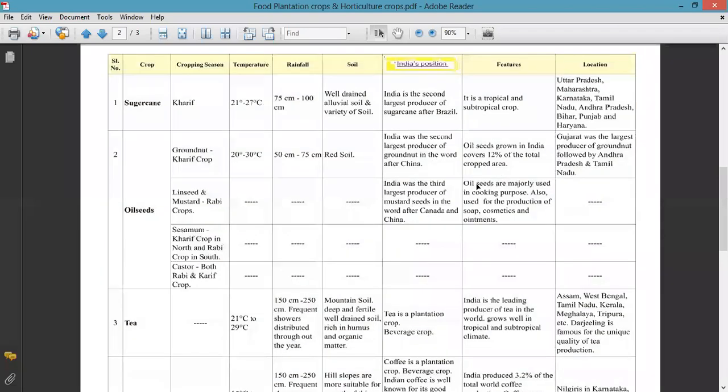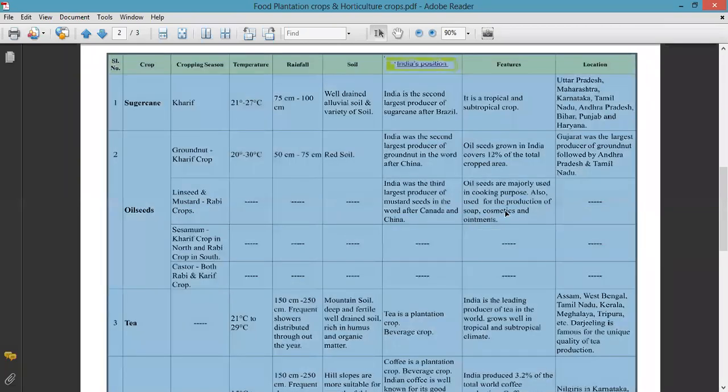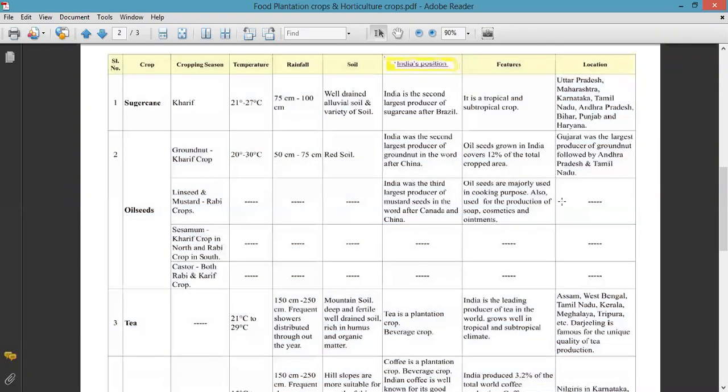Okay. Special features of mustard. Oil seeds are majorly used for cooking, we know. And generally our South Indian people definitely use mustard while preparing sambar. It is also used for the production of soap, cosmetics, and ointments. Almost all states grow mustard, especially states which receive less rainfall near mountain areas. Even on the top of hills, mustard is grown.